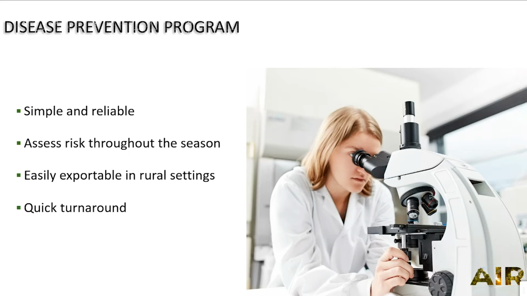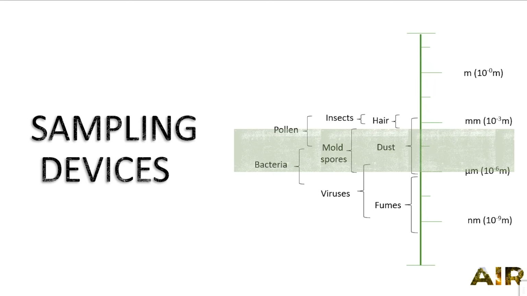So when talking about disease prevention programs, to be usable, a prevention method must have specific characteristics. It must be simple and reliable, assess risk throughout the season. It must be easily usable in rural settings and offer a quick turnaround. And these desirable aspects were kept in mind along the development process of our program.